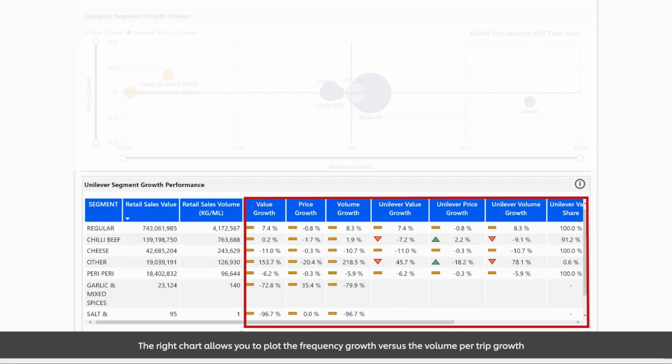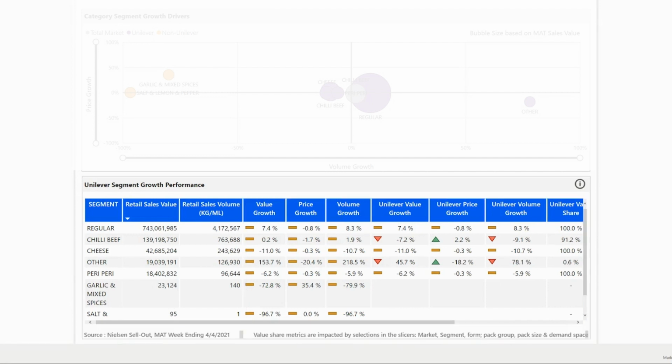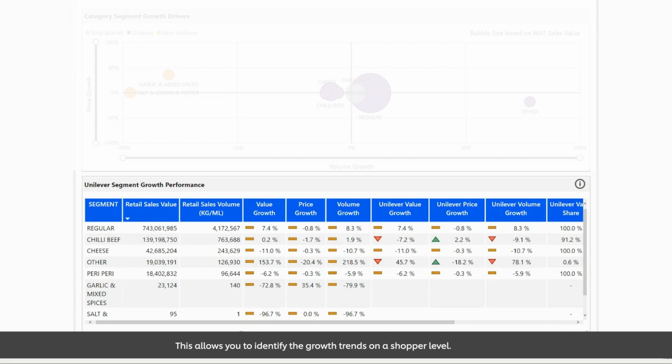The right chart allows you to plot the frequency growth versus the volume per trip growth, and the population growth versus the number of households growth for each of the selected dimensions. This allows you to identify the growth trends on a shopper level. We will now go through one example together.